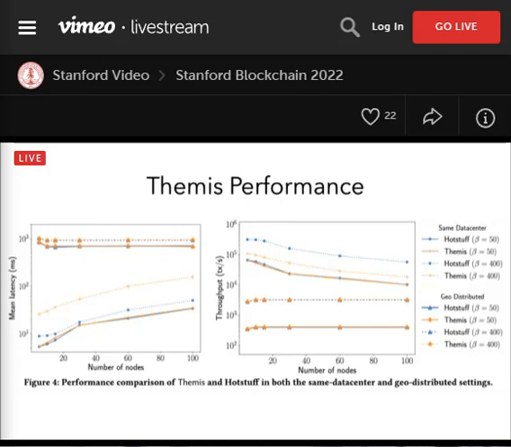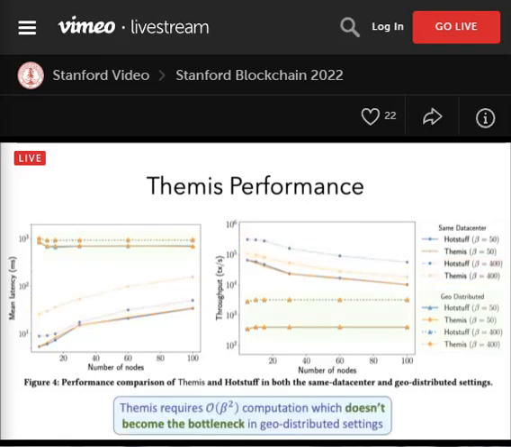We implemented Themis on top of HotStuff for a large number of nodes and compared performance both in the single data center setting and a geodistributed setting. Basically our observations were that when you have many transactions per block in a single data center setting, you can notice some difference between the performance of HotStuff and Themis. But if you look at a geodistributed setting, then the performance difference vanishes. The idea here is that we require a beta squared computation effort, where beta is the number of transactions in a block, but it doesn't become the bottleneck in geodistributed settings that already have a reasonable latency. So the communication becomes the barrier rather than the computation.